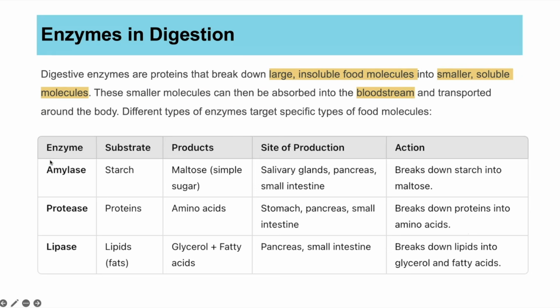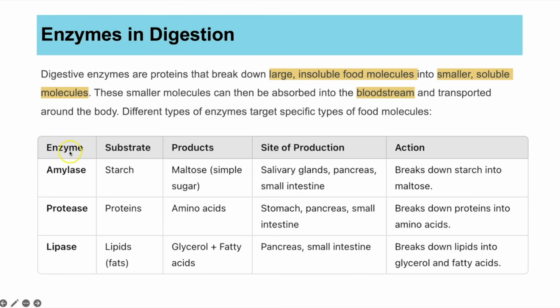So let's have a look then specifically at enzymes in digestion. These are enzymes responsible for breaking down molecules. Specifically, they're breaking down the large insoluble food molecules into smaller soluble molecules. And those smaller molecules are then absorbed into the bloodstream and transported around the body. So here are the enzymes you need to know. We're going to go through all of them in more detail, but again, just in case you wanted to screenshot and have it all on one page, you can add it to your notes.